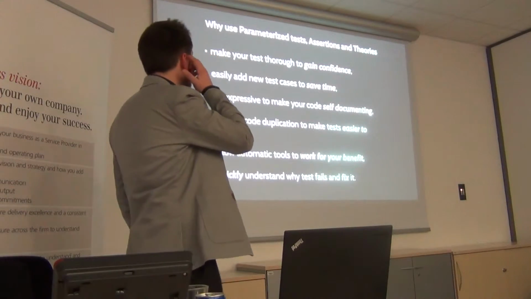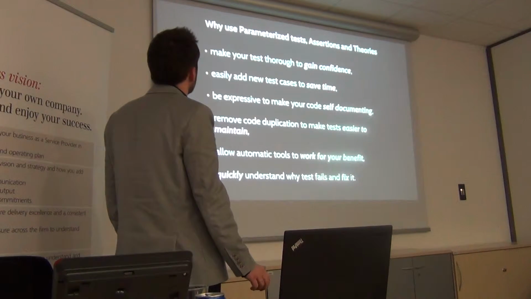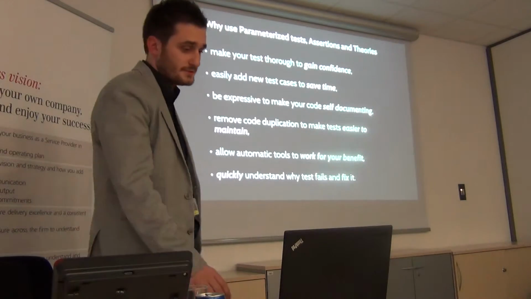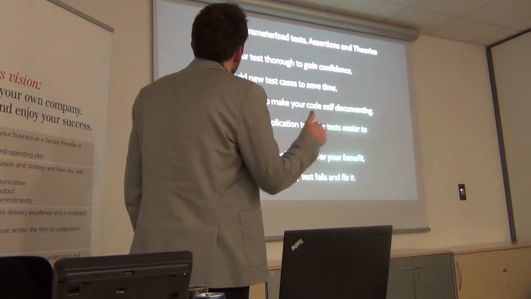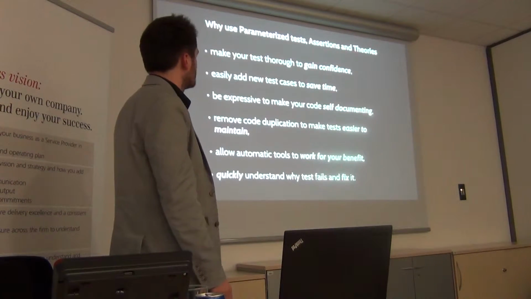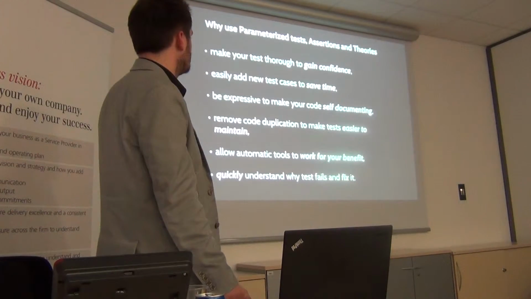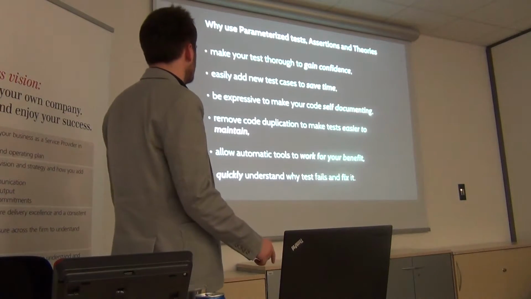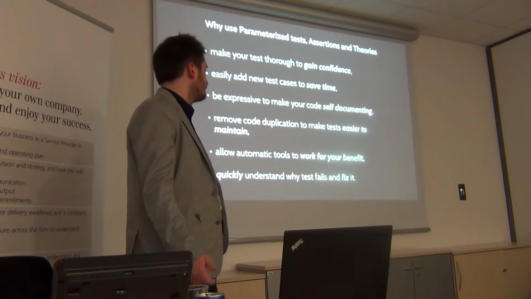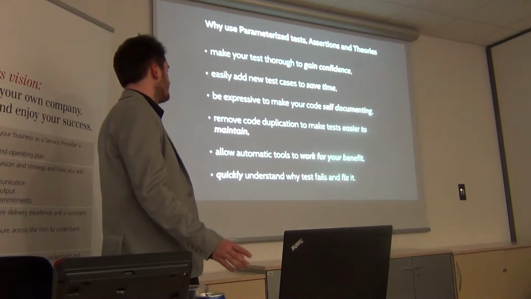Yeah, so we're coming to an end. Just a quick sum up. Why use parameterized tests, assertions, and theories? Make your tests form a safety net to gain confidence. Easily add new test cases to save time. Be expressive to make your code self-documented. Remove code duplication to make tests easier to maintain. Allow automatic tools to work for your benefit and quickly understand why a test fails and fix it.